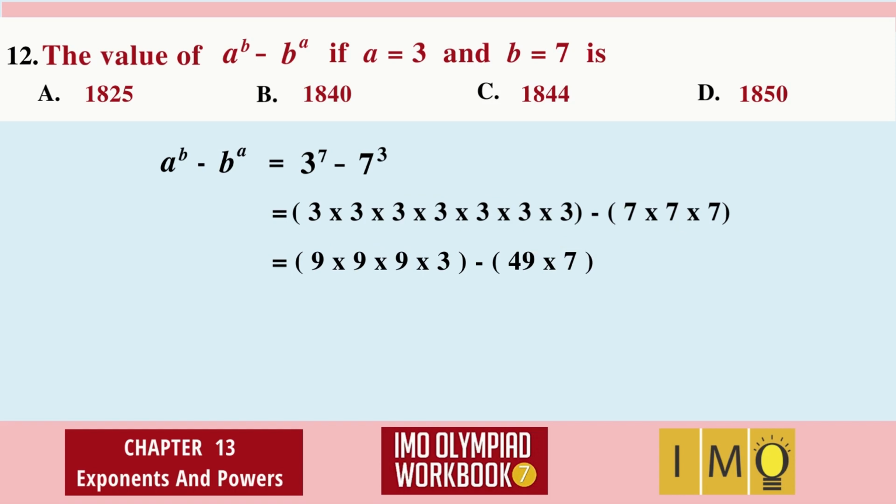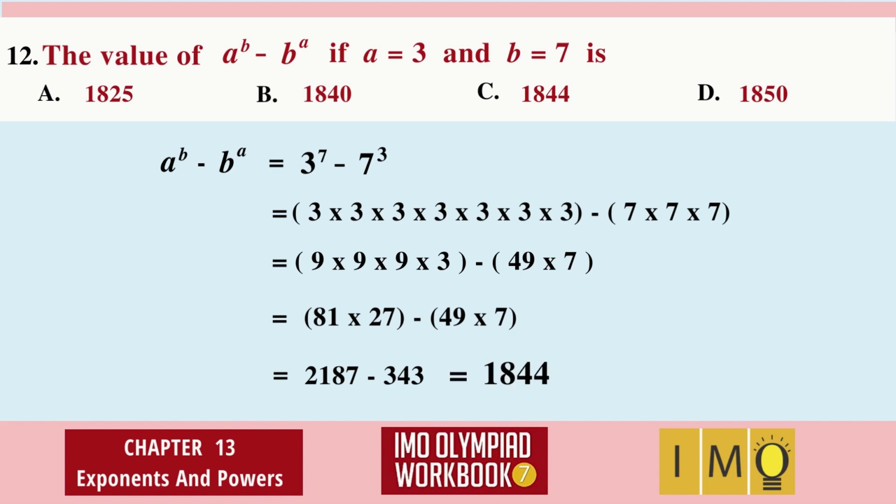What we get is 2187 minus 343, which becomes 1844. So, our right option is option C.